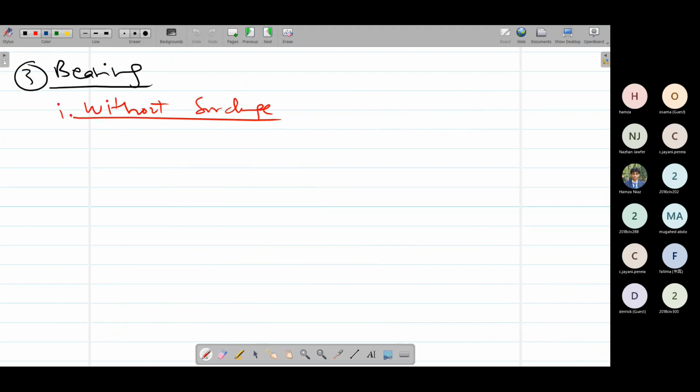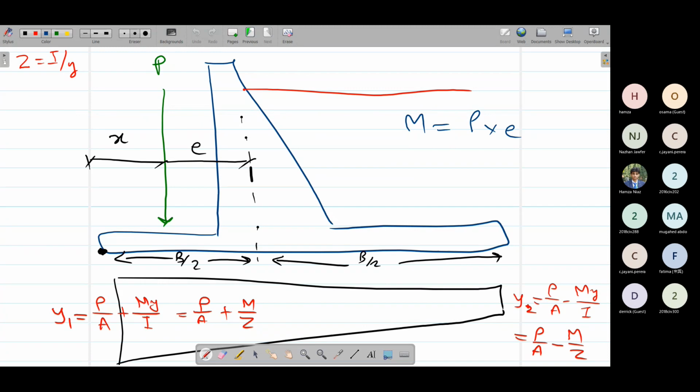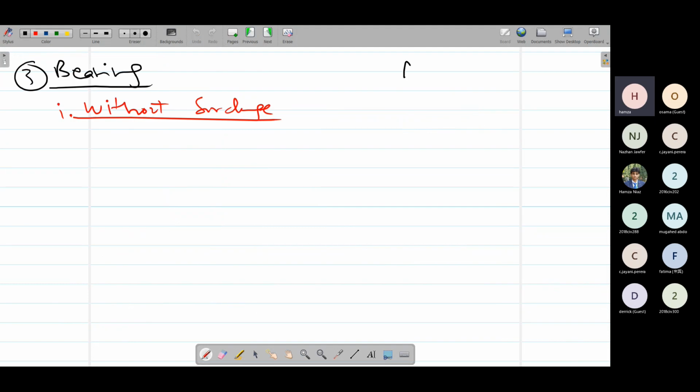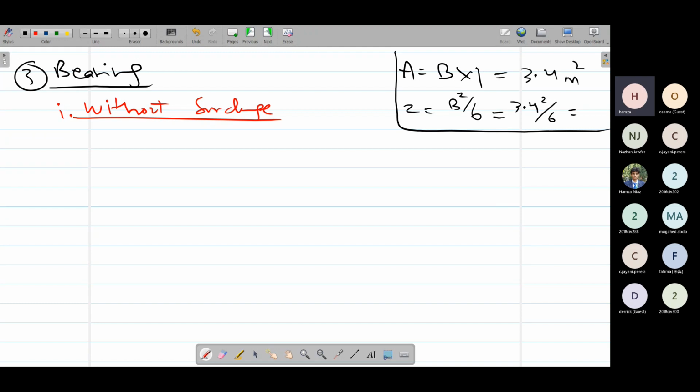Okay, so first we have to determine this A and Z value. A would be simply B times 1, as we are assuming that the retaining wall is of unit width. So we have B of 3 meters, so our area would be 3.4 meters squared. And Z value is simply B squared over 6. We have to memorize this, B squared over 6. So 3.4 squared over 6, we can get the value of this section modulus. We have calculated this one.